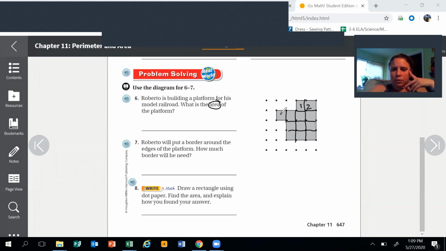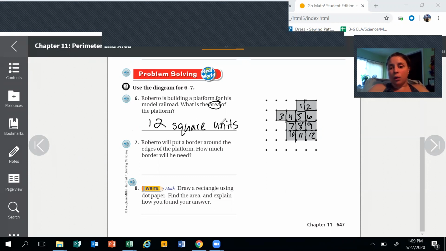1, 2, 3, 4, 5, 6, 7, 8, 9, 10, 11, and 12. So the area is 12 square, this is important, units. Because each one of those is a little square.